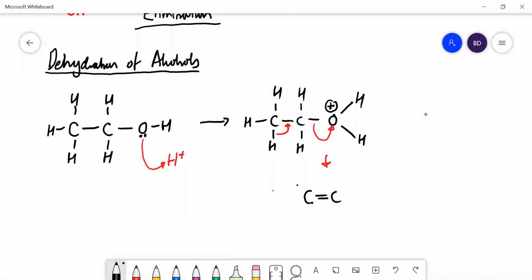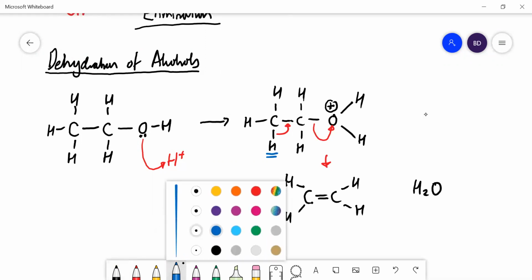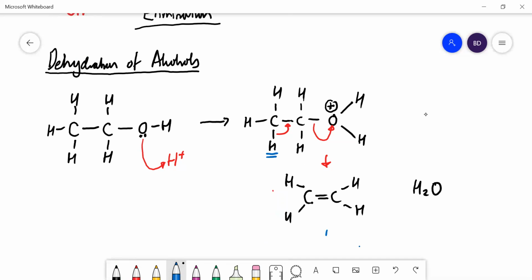So the alkene is a product, formed a double bond there, and we get water. And this hydrogen here, well, that will have come off as H plus. So you can see that H plus acts as a catalyst because it's used up in the first step and then gets regenerated in the second step. So that's dehydration of alcohols.